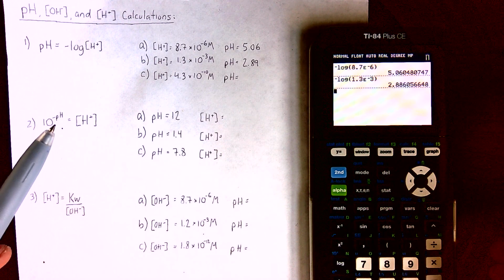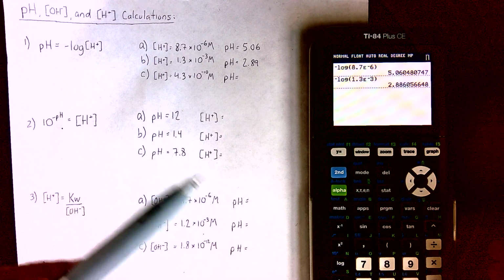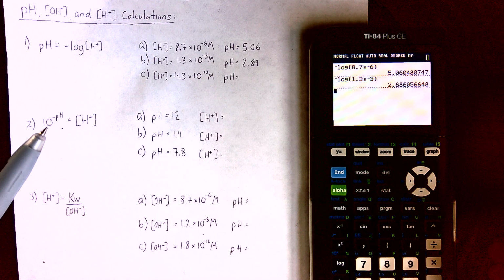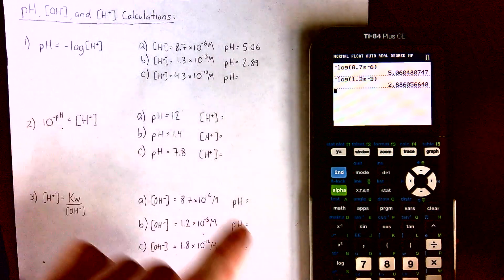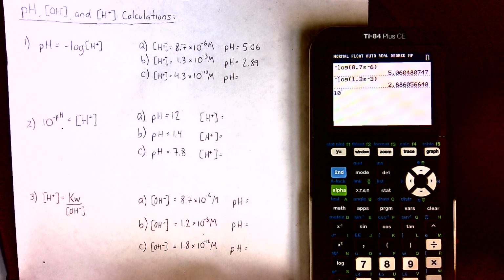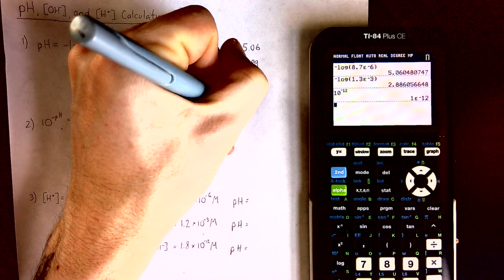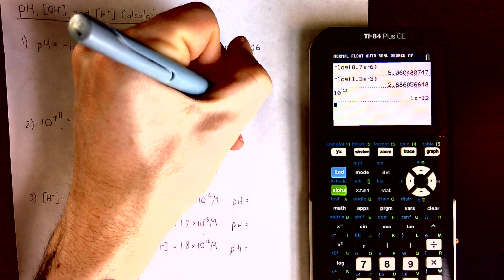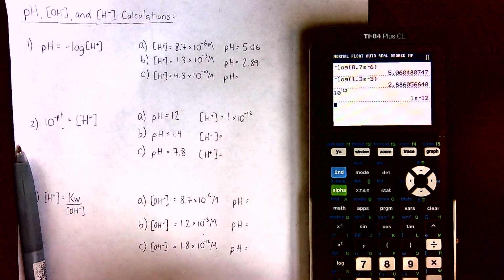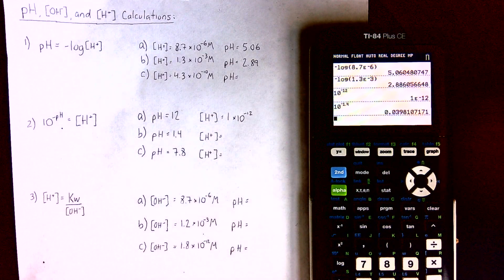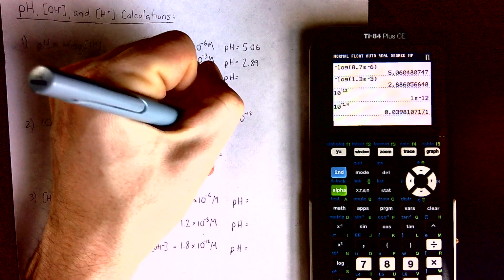Now let's take a look at the next type. If we have the pH and we want to go backwards to get the concentration of H plus ions, we can just raise 10 to the negative pH. So if we have a base like here, 10 to the negative 12, and we get a concentration of 1 times 10 to the negative 12. If the pH is 1.4, we follow the same procedure, 10 to the negative pH, and we get an H plus concentration that is quite high.